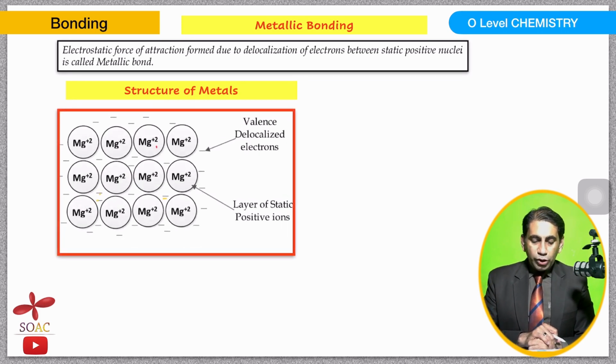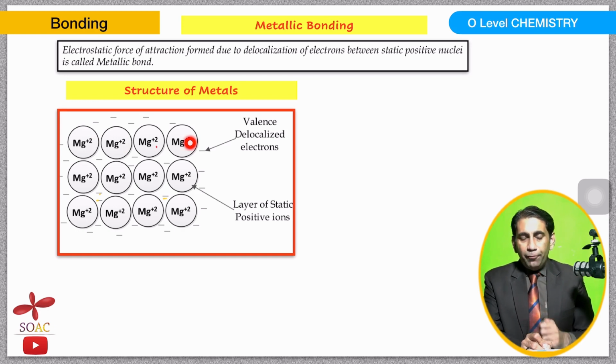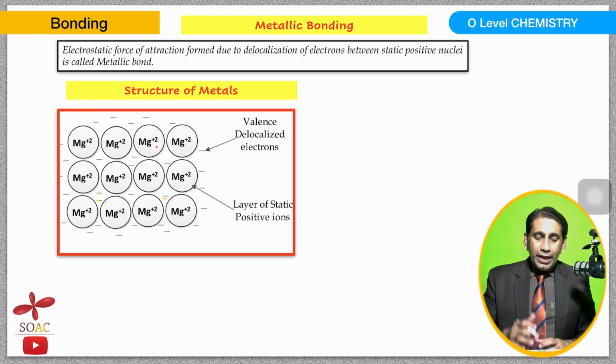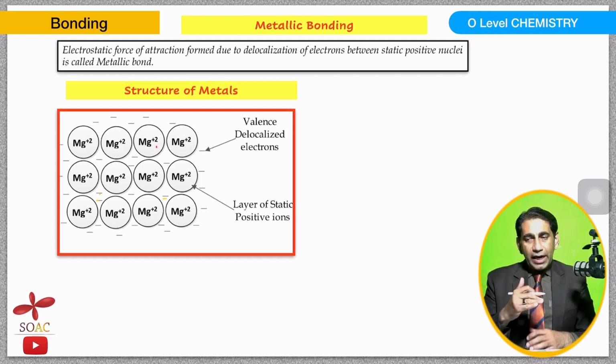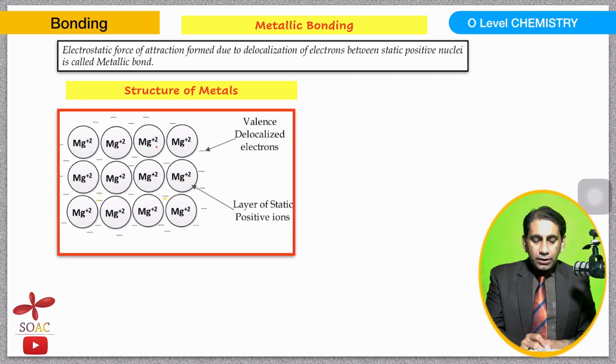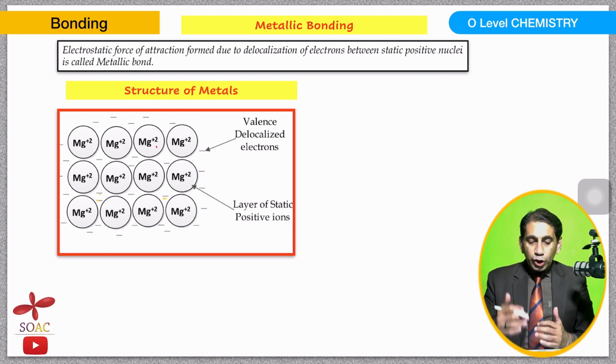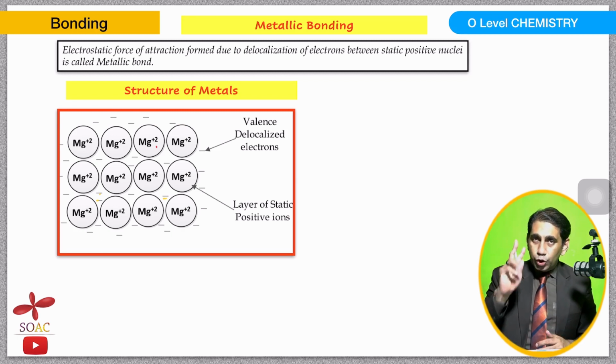Let's see what the typical structure of a metal is. For example, I'm going to demonstrate the structure of magnesium metal. In the structure of a metal, there is a layer of a regular pattern of magnesium ions, a second layer of magnesium ions, third, fourth. Metallic structure is a layered structure. It has layers of static positive ions, and they delocalize their valence electrons. For example, magnesium has two electrons, so magnesium can delocalize two electrons.